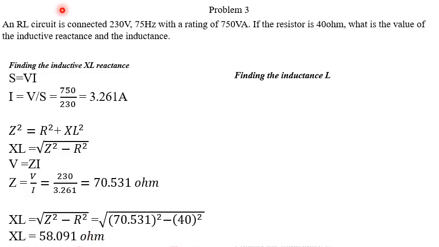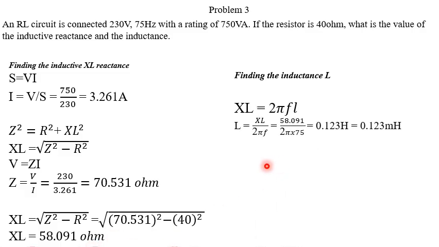So we've now calculated the inductive reactance. So we now need to calculate the inductance, the L. So calculating the inductance, we knew that XL was equal to 2 pi FL. So we simply need to make this small l the subject. Making this small l the subject is simply equal to our XL divided by 2 pi F. We know the frequency already. Frequency was 75. And we just divide the 58.091 by 2 pi times 75, and doing that we get 0.123 Henry, and we can leave it in millihenry as 0.123 millihenry.